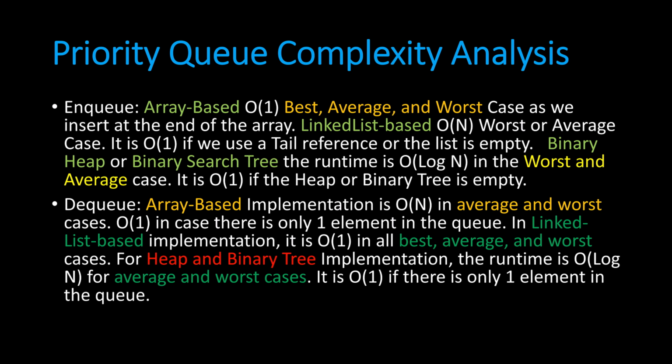In the case of the linked list implementation, it is O(1) in all cases: best, average, and worst. It does not matter how many elements are in the linked list. So the runtime of the dequeue will be O(1).